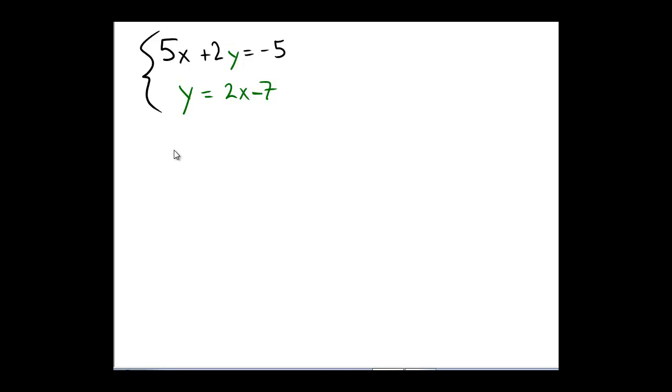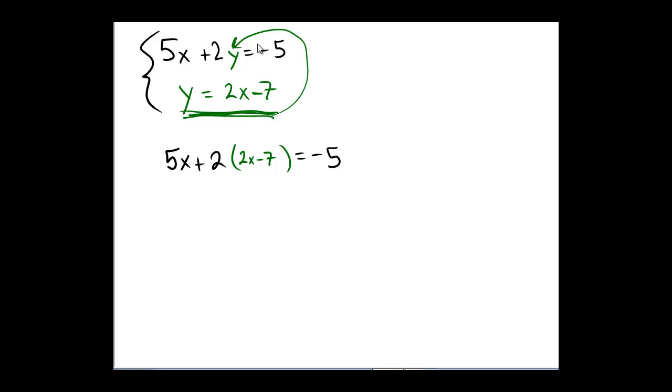Together we would see that we have 5x plus 2y, but y is equal to 2x minus 7, and that's equal to negative 5. We replaced y into the top equation. Now we just do some distributive property and collecting of like terms. Let's see, 5x plus 4x minus 14 equals negative 5. 9x minus 14 equals negative 5.